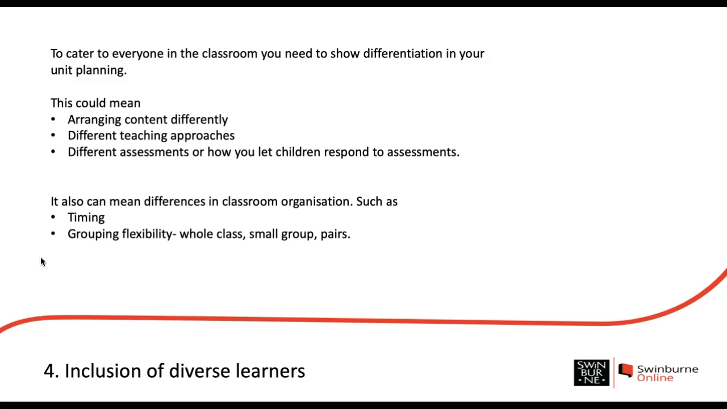So, thinking about different teaching approaches is a bit of an obvious one, but you can also show differentiation in terms of your timing and in terms of your group flexibility. So you might suggest small groups for this particular child. You might have pairs because you want a buddy working with this particular child.